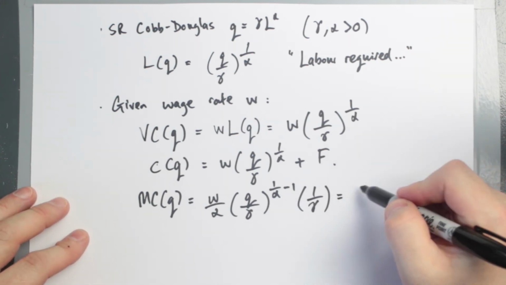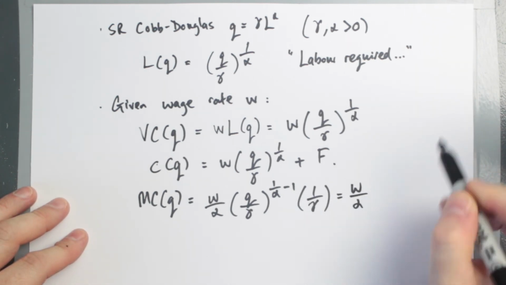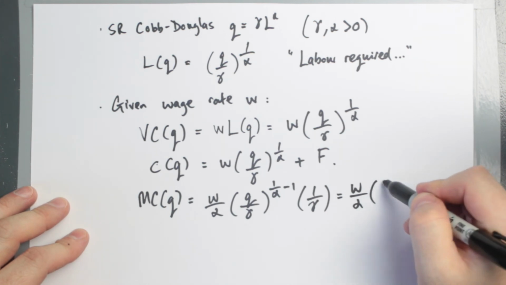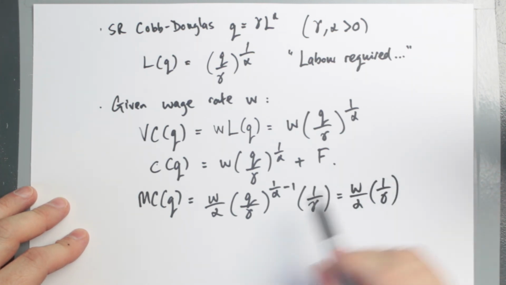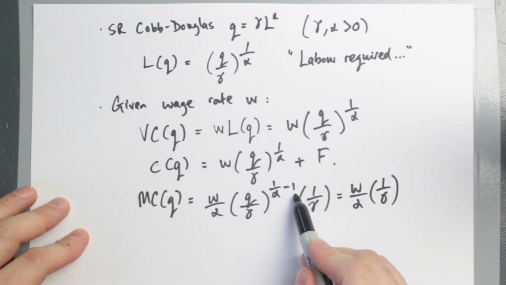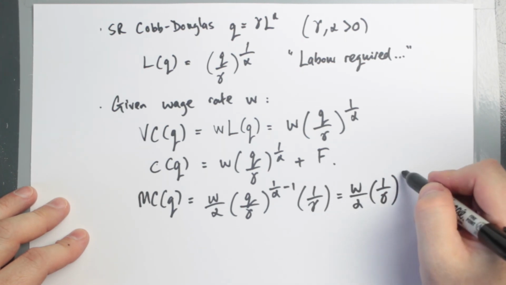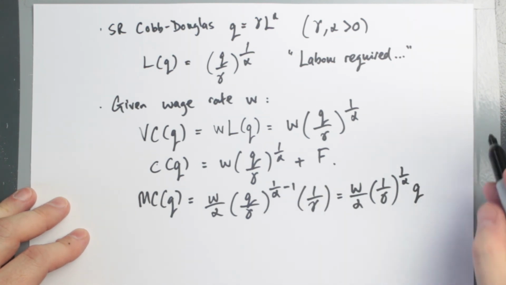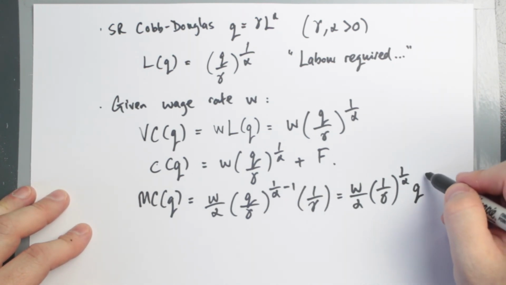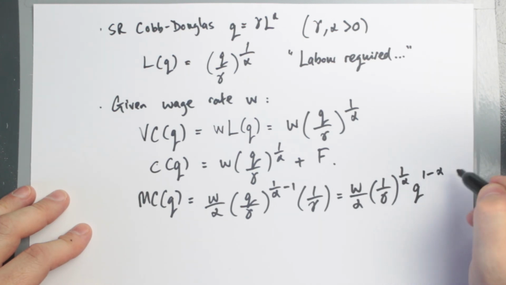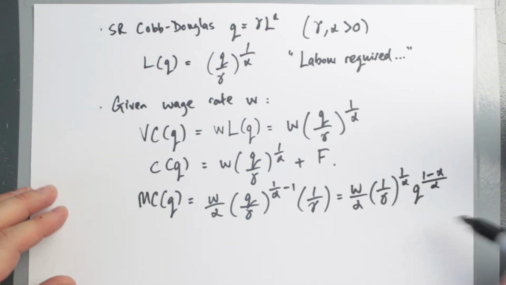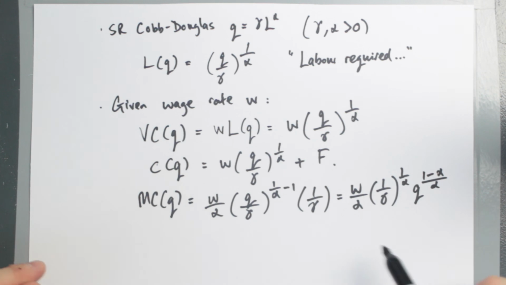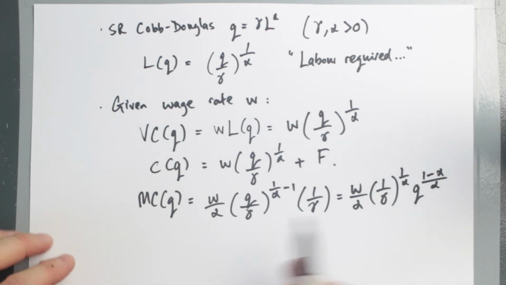Now, tidying up is not strictly necessary, but it's good practice. So we've got 1 over gamma here to the power 1 over alpha minus 1, and then plus 1. So that would just be 1 over alpha. And then Q we've got to the power 1 over alpha minus 1. But a neater way of writing that is 1 minus alpha over alpha. It's exactly the same, but it looks a little neater.